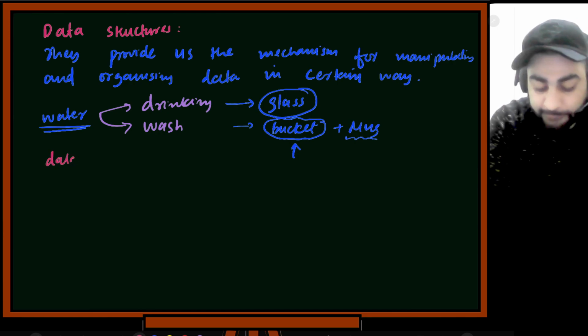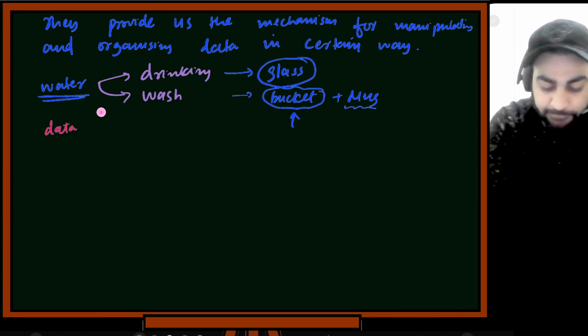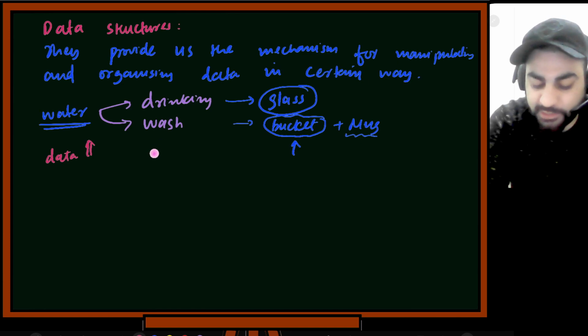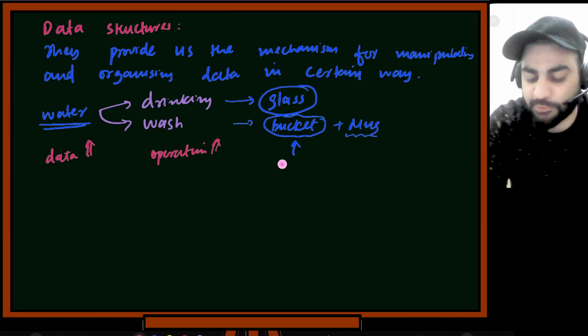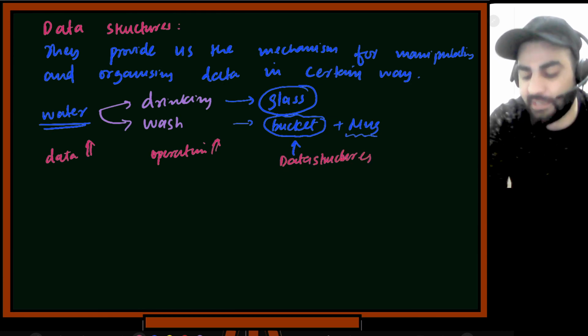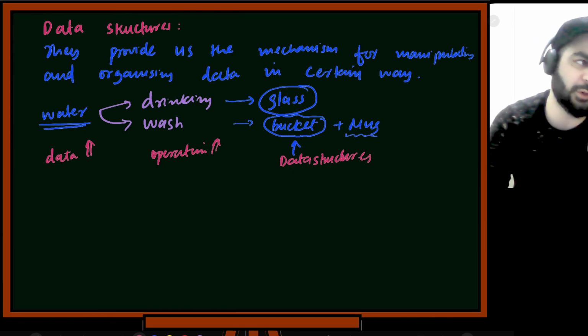This water is my data, and these are the operations I want to perform on it. This is the problem that I'm solving, and these are our data structures. This is the analogy I'm giving. So we had water, and we had a certain purpose.